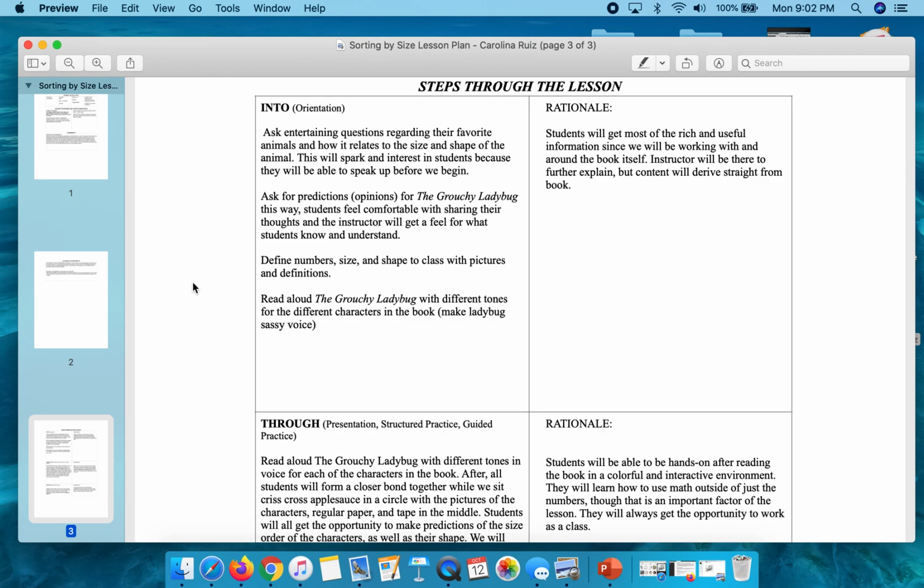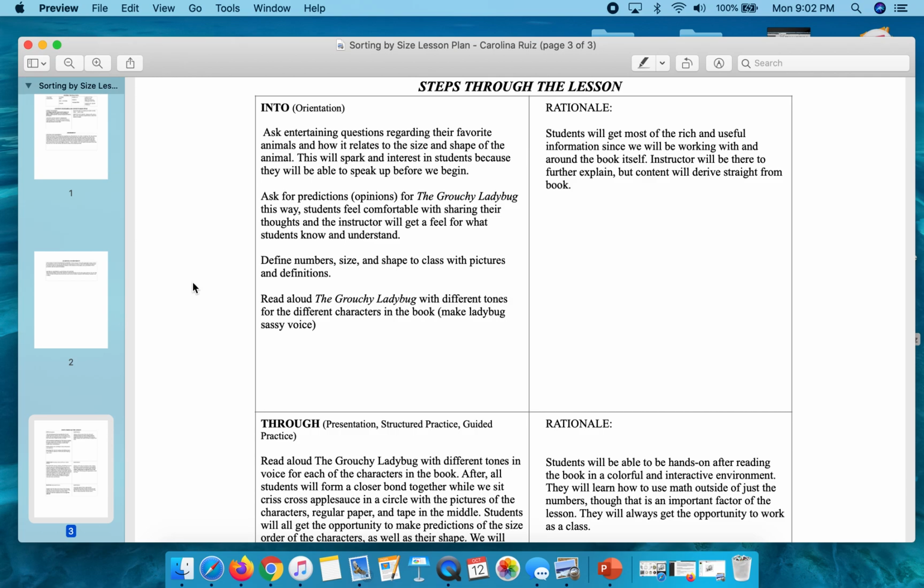Steps throughout the lesson. Intro. Ask entertaining questions regarding their favorite animals and how it relates to the lesson and shape of the animal. This will spark interest in students because they will be able to speak up before we begin. So they'll start getting entertained, they'll begin to take interest in the lesson before we've even begun.